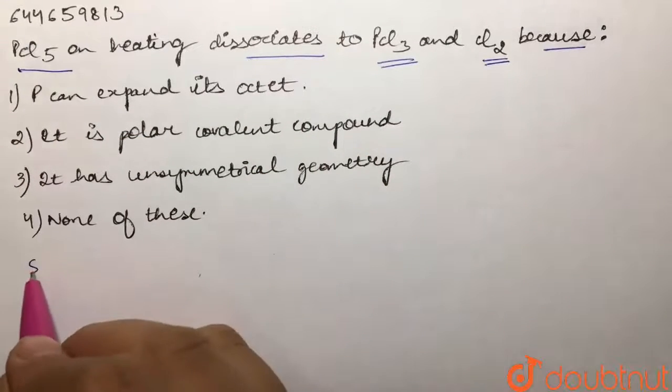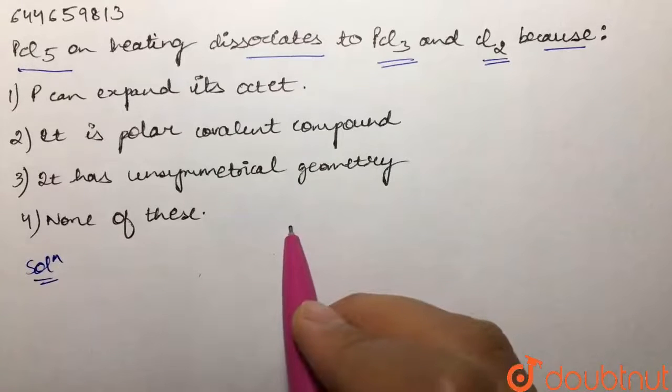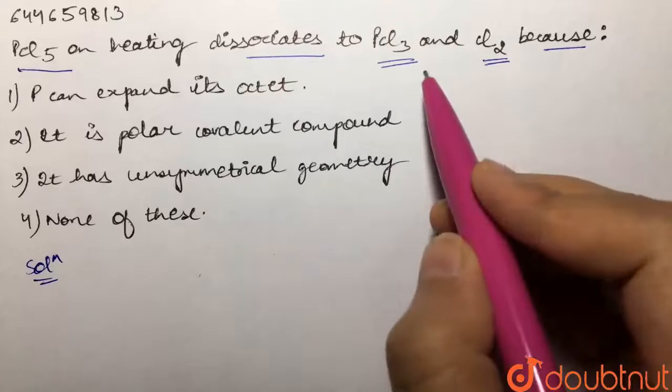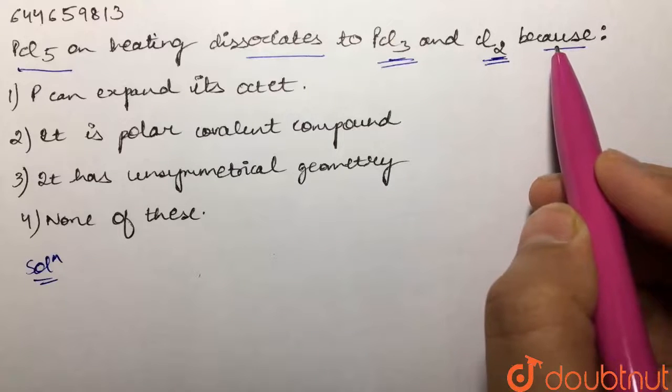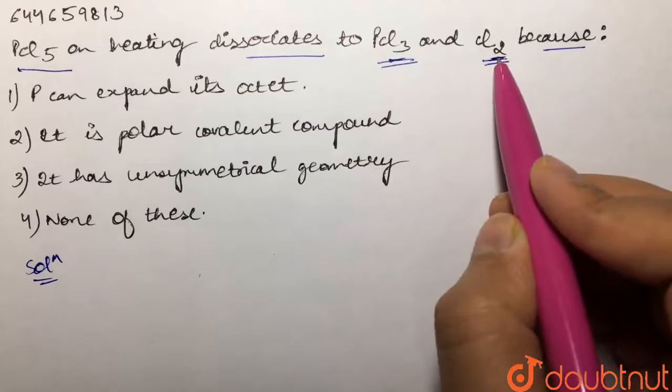Our question is: PCl5 on heating dissociates to PCl3 and Cl2 because. So we are supposed to tell that PCl5 dissociates on heating to PCl3 and Cl2 because. That means we have to give the reason why PCl5 dissociates into PCl3 and a chlorine molecule, right?